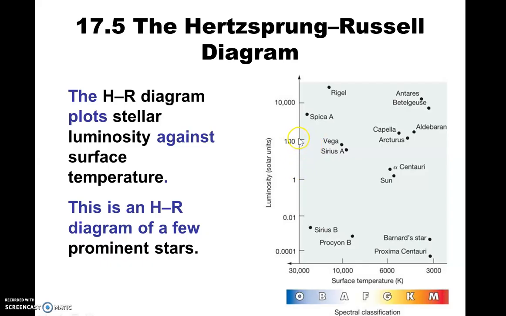You get to a luminosity of 100 times that of the sun. Right, and then you go up another five magnitudes in absolute magnitude. Then you'd go up another 100. 100 times 100 would give us 10,000. Right.